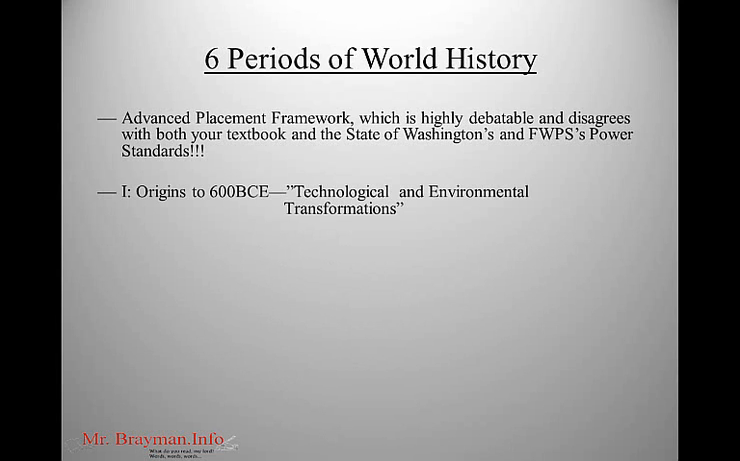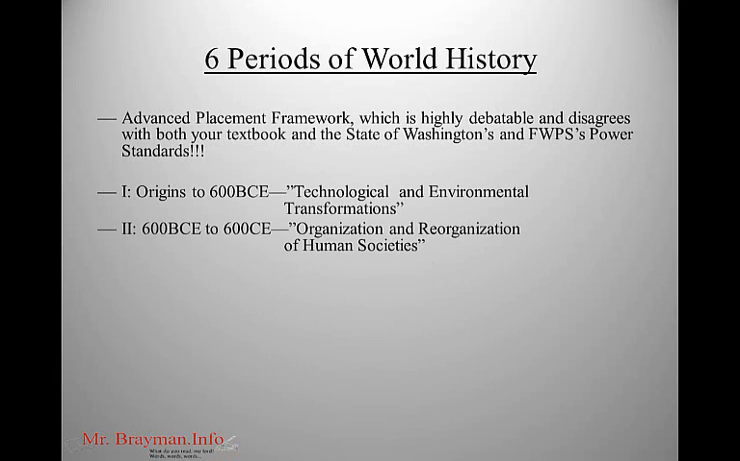Okay, so period 1, which was the origins of human beings, to 600 BCE, BCE standing for before the Common Era, right? And so we're going to look at technological and environmental transformations. Period 2, 600 BCE to 600 CE. And this is called by the AP Organization and Reorganization of Human Societies. You'll also hear me refer to it as the classical period, where classical civilizations like Rome and Greece and Han China and classical India were taking shape.